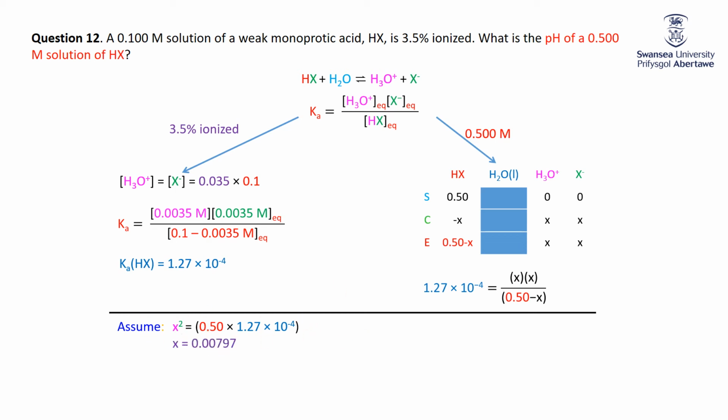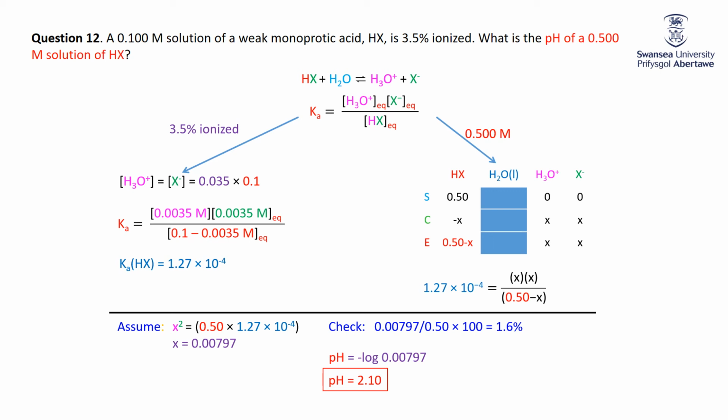X is 0.00797. Check the assumption. 0.00797 divided by 0.5, the number we said was big enough, times 100 is 1.6%. That's fine, it's less than 5%, so X is indeed 0.00797. pH is minus the log of that, because the pH is minus the log of the H3O plus, which is X. And so pH is 2.1.